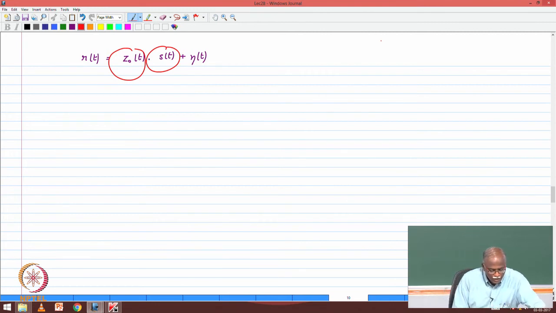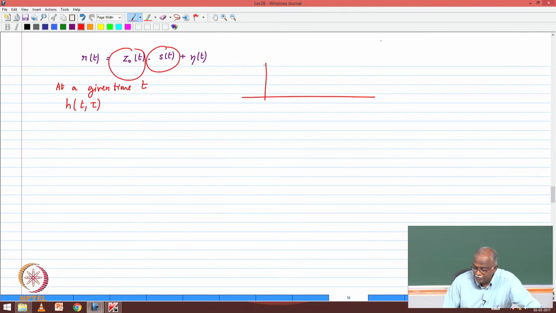Okay. Now, if I freeze my time at a particular instant of time t, I have a channel which is given by h of t comma tau. I can visualize this channel as some coefficients that are the channel response coefficients. Now, this is a function of tau. This is the delay dimension.